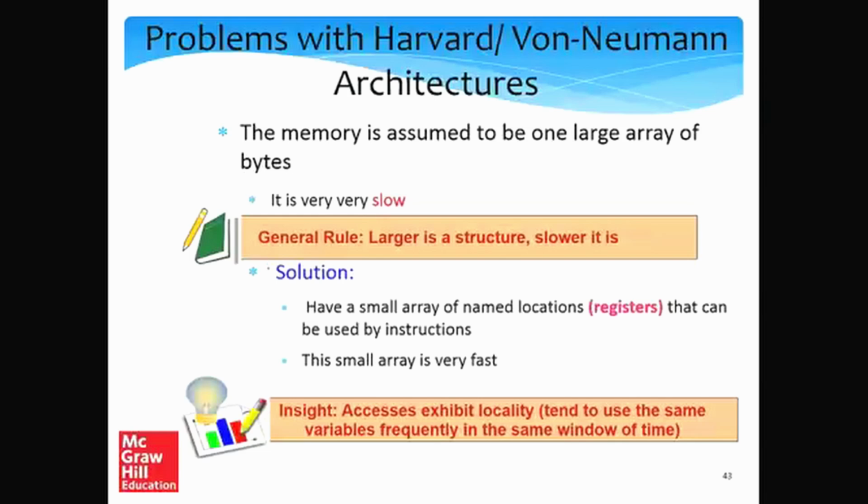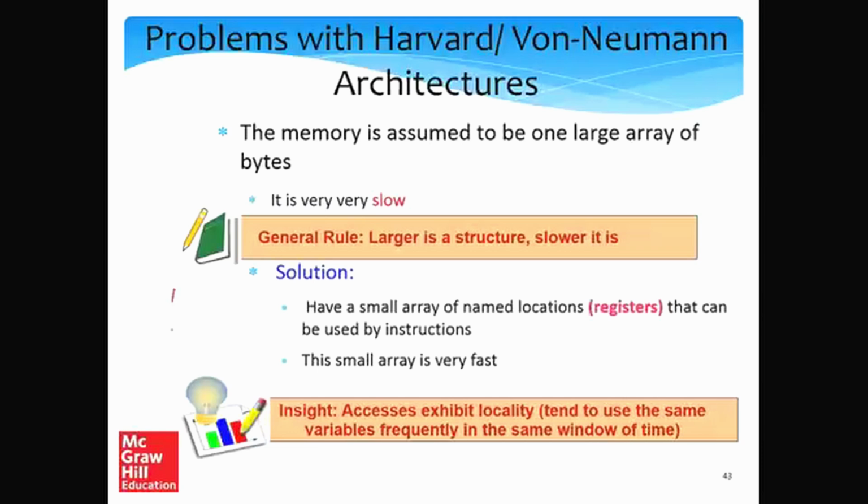So what have we assumed up till now? That the memory is one large array of bytes. A byte is a unit of information; we'll discuss it in detail in the next chapter. But if we assume such a large structure, the main problem is that the larger a structure is, the slower it is. So we need to introduce a small concept here, though we'll have many opportunities to discuss this in great detail. We want to introduce a small array of named locations called registers, which are inside the CPU itself, so it is very fast.